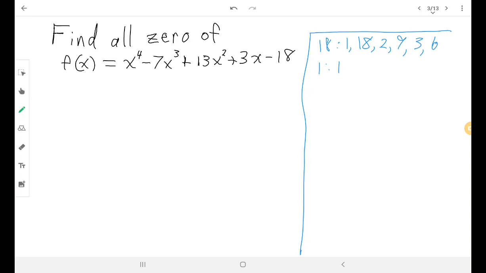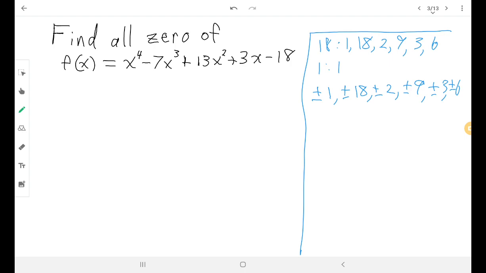So possible zeros are plus or minus 1 over 1, which is 1, plus or minus 18 over 1, which is 18, plus or minus 2 over 1, which is 2, plus or minus 9 over 1, which is 9, plus or minus 3 over 1, which is 3, and plus or minus 6 over 1, which is 6. And then we have to test those. It's easy to test one. It's not so easy to test the other ones, okay?